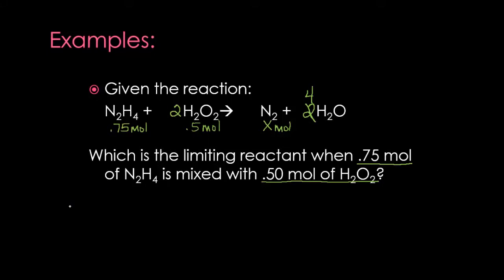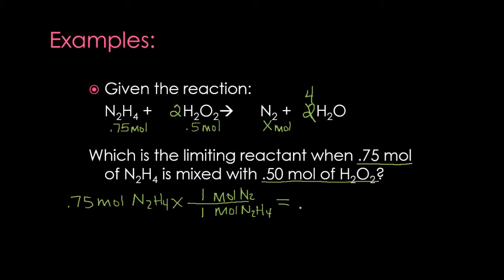We can start with whichever one we want. So 0.75 moles of N2H4 times your line. Putting moles of N2H4 on bottom, changing it to moles of N2 on top. Plug in your coefficients, so 1 and 1, and then do your math, and I get 0.75 moles of N2. Let's do the second one.